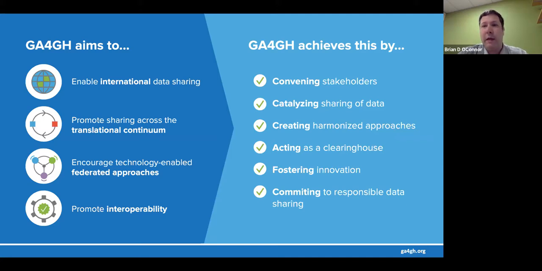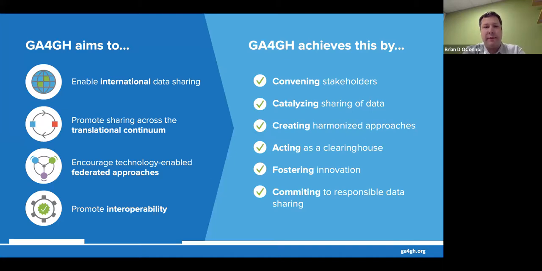GA4GH works to achieve these aims by doing quite a few different things: convening stakeholders, so bringing people together, catalyzing sharing of data across various projects, creating harmonized approaches, things that can be picked up and used, acting as a clearinghouse for information, fostering innovation, and committing to responsible data sharing. So these are all general themes of activities that are being done to move towards these aims.